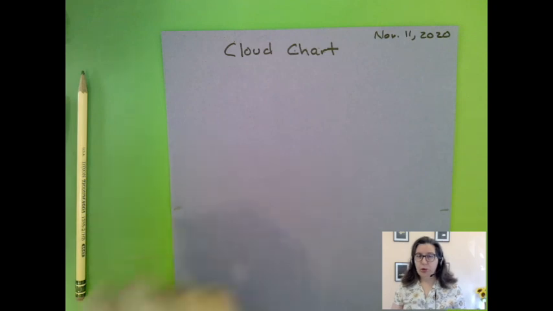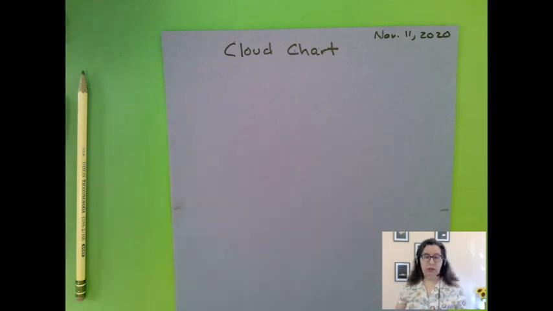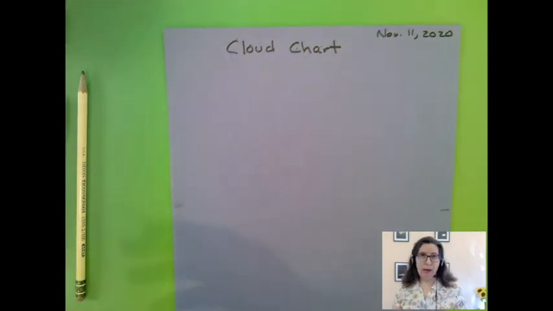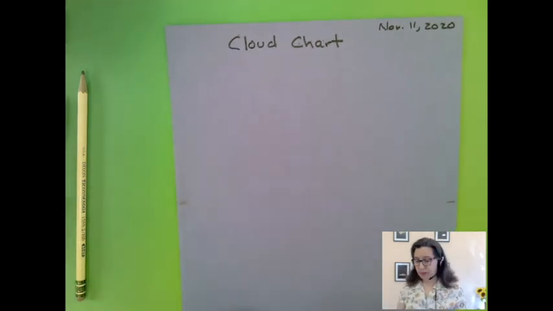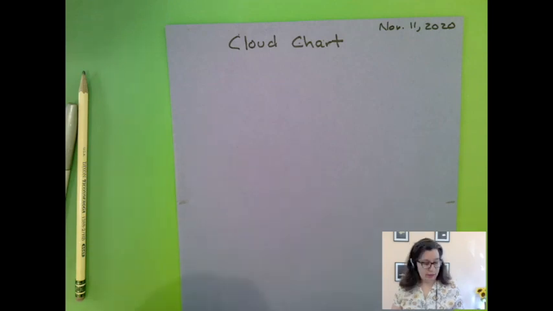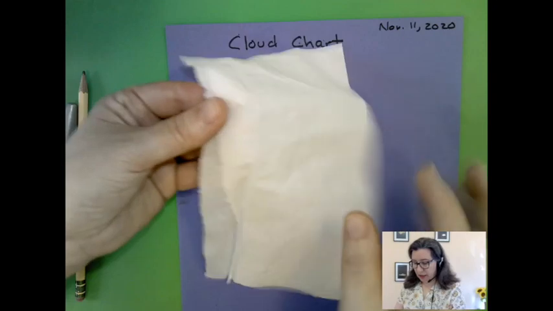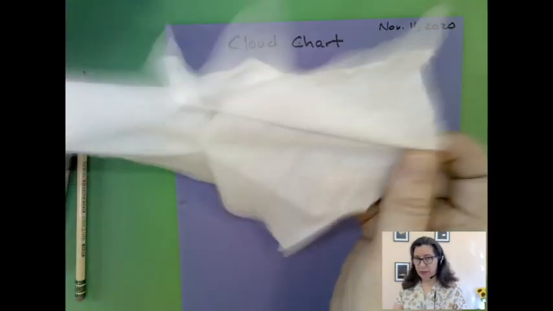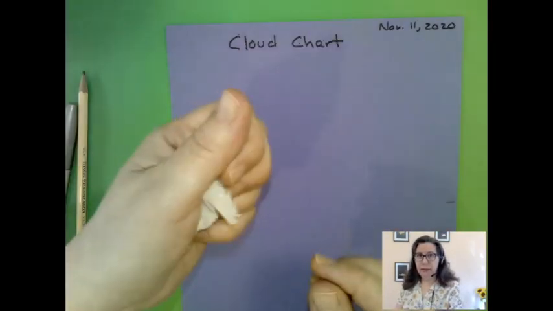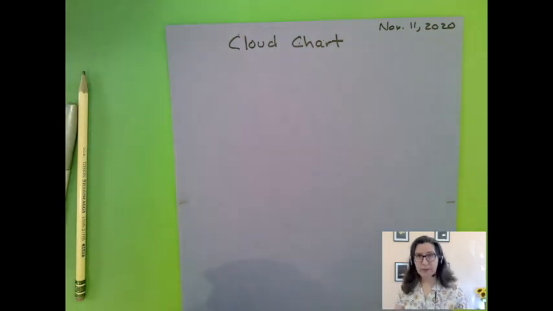All right, so we're going to make models of clouds and put them in our cloud chart. Real clouds, as you know, are made of tiny bits of water or ice crystals. We're going to use drawings or paper or cotton balls to model our clouds. If you have cotton balls, you can use them for this. If you don't, that's fine. You can either just draw them or you can use a tissue that you separate and break into little pieces and use that for your cloud models.